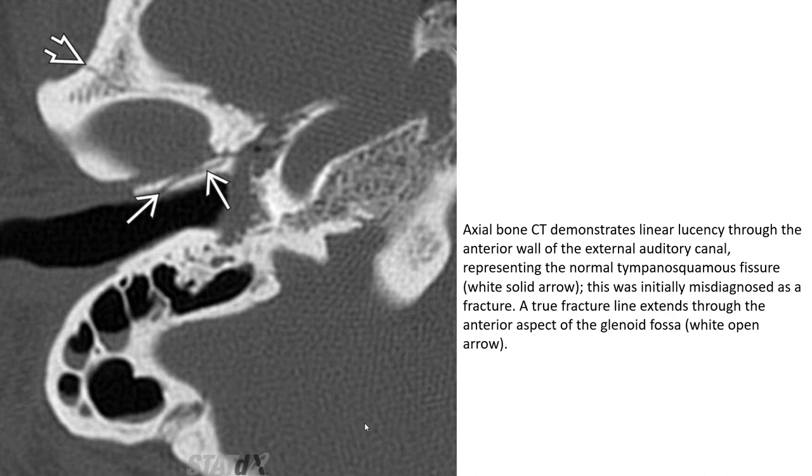Axial bone CT demonstrates linear lucency through the anterior wall of the external auditory canal, representing the normal tympanosquamous fissure, white slit arrow indicates. This was initially misdiagnosed as a fracture. A true fracture line extends through the anterior aspect of the glenoid fossa, white open arrow indicates.